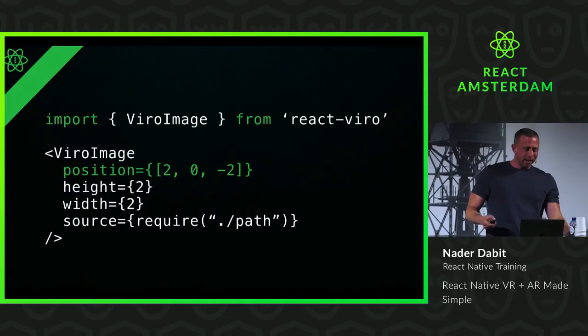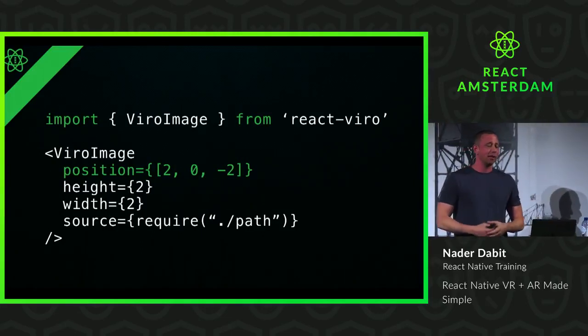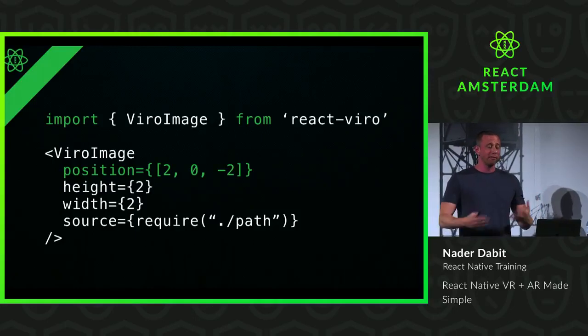Well, we looked at the position property. The API just looks like any other React Native API. You import from Viro React Viro, and you're ready to go. And there are dozens or even more components that you can use.